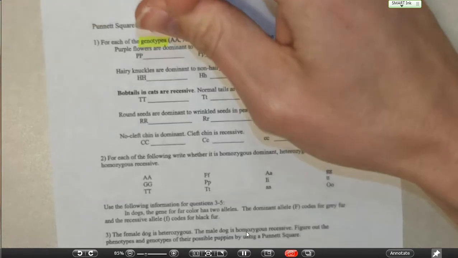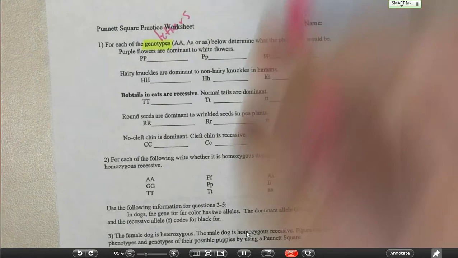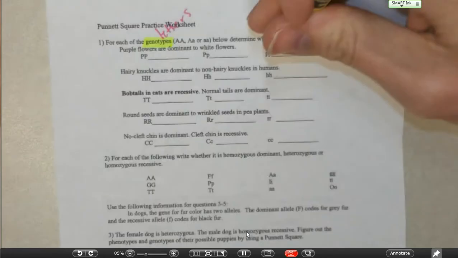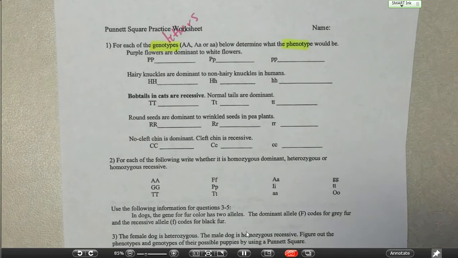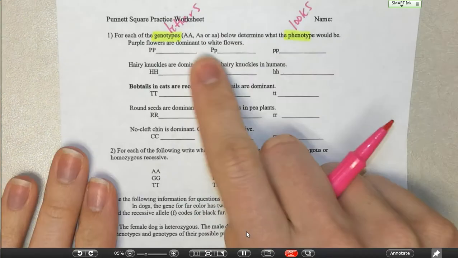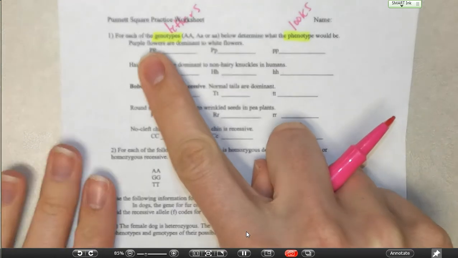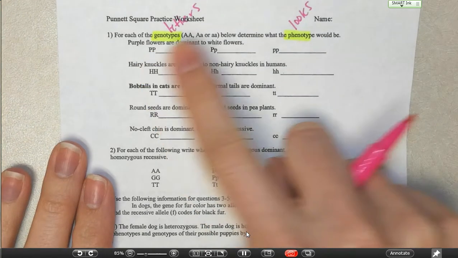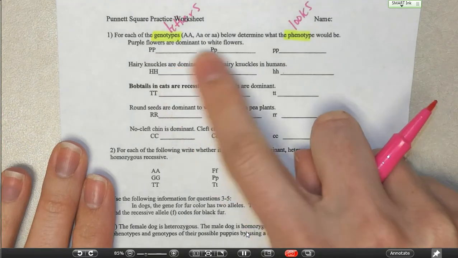And again, the genotype are always the letters, okay? And then it gives us the phenotype. So phenotype are the looks. All right, so the first one says purple flowers are dominant to white flowers, and all this is asking for here is for you to give me the phenotype or the looks of this combination of letters.